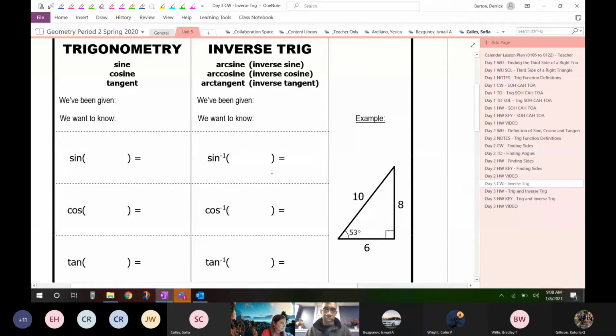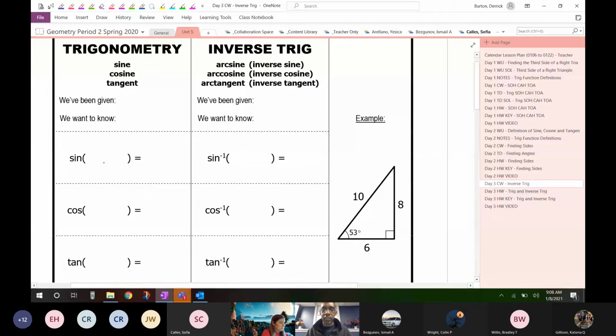So the new thing that we need to talk about today is inverse trig functions. Eventually, this will enable us to find missing angles. But first, I just need to introduce you to the concept. So I'm just going to skip to this right here.